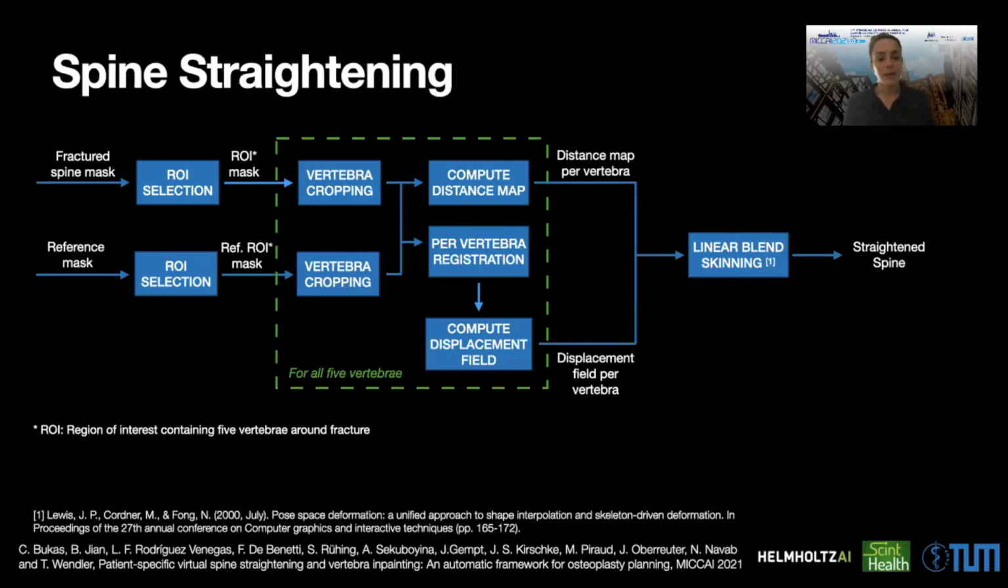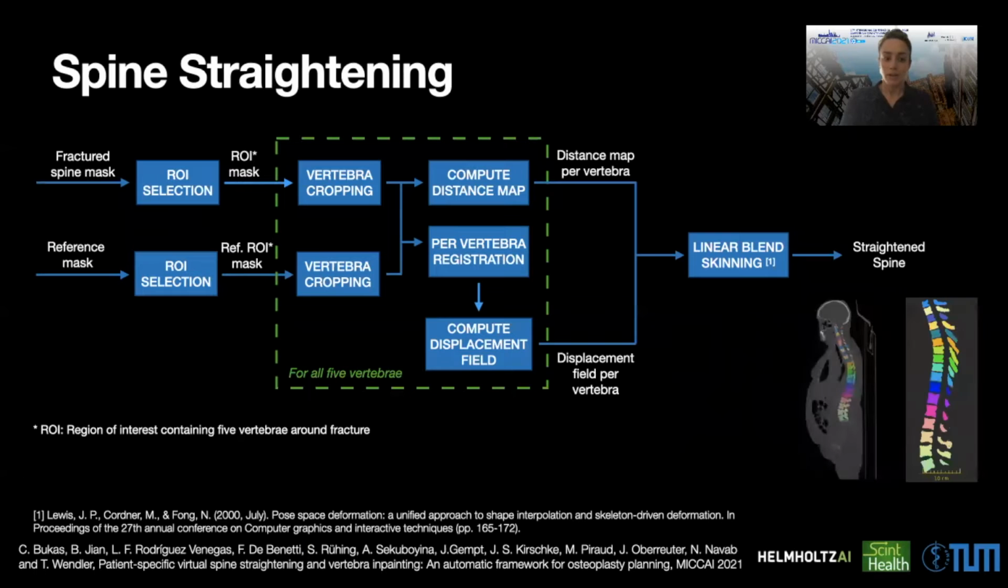The next step is spine straightening. Here, we attempt to restore the spine's curvature and height to match that of a healthy-looking vertebra. For this task, we use a reference healthy spine. After acquiring its mask, we also use the fractured spine mask as inputs into our algorithm.